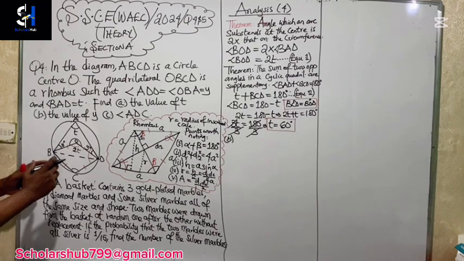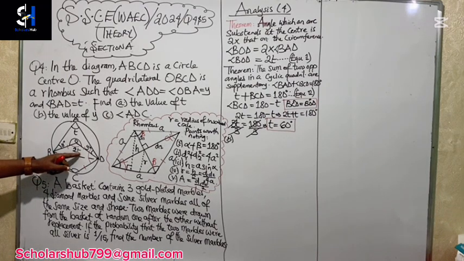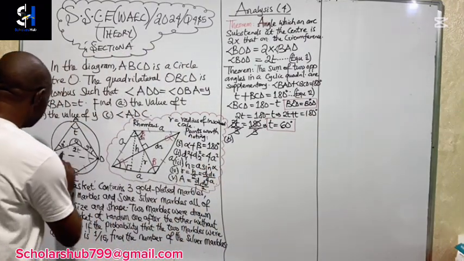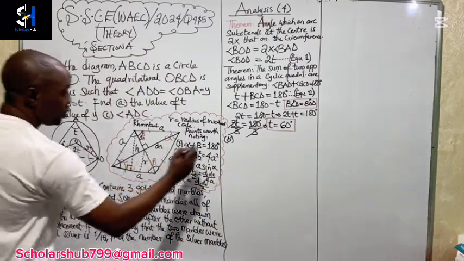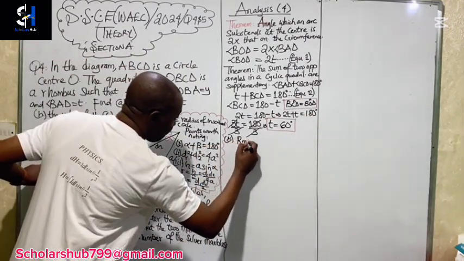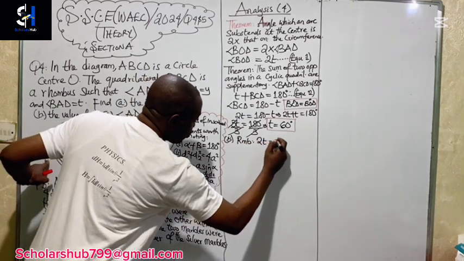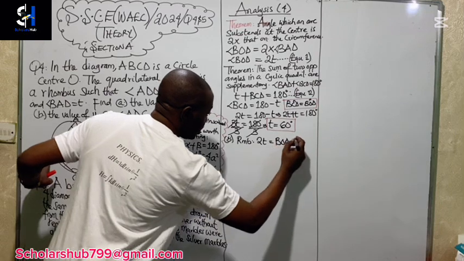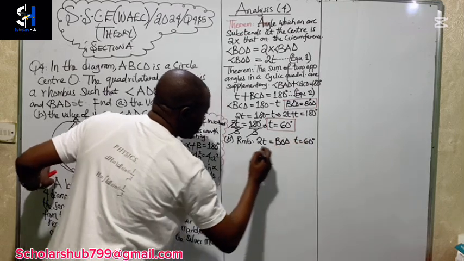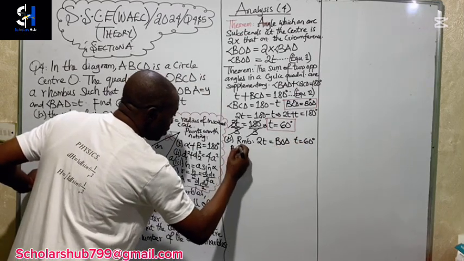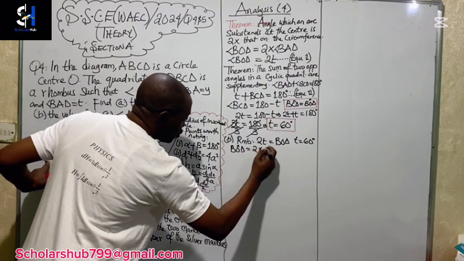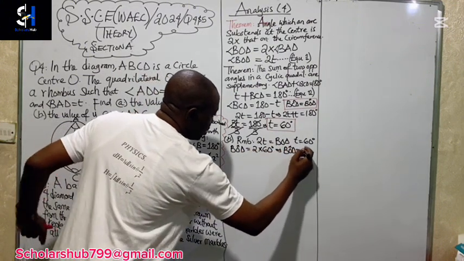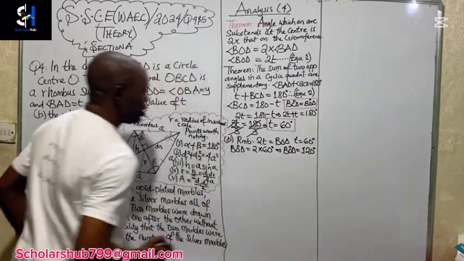First of all, we know that the value of T is now what? 60 degrees. So we know that 2T is BOD. Remember, 2T equals BOD. And we have T to be 60 degrees, which means BOD will be equal to 2 multiplied by 60 degrees. So BOD will be equal to 120 degrees.